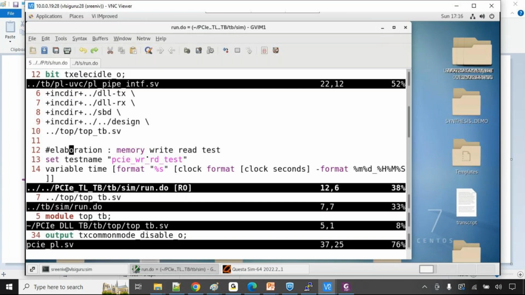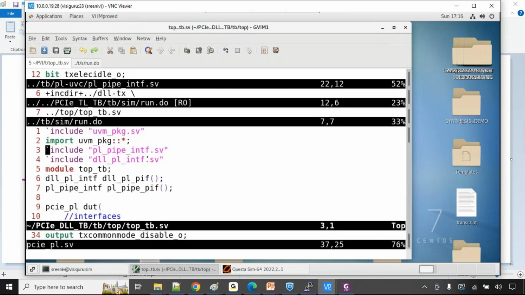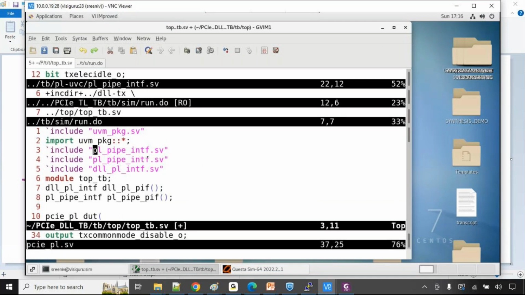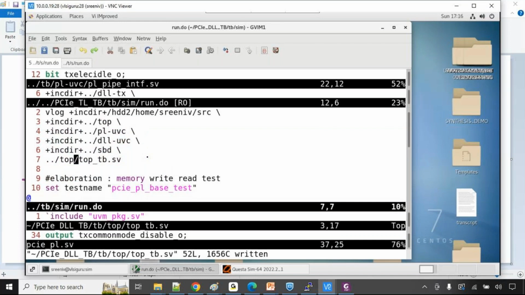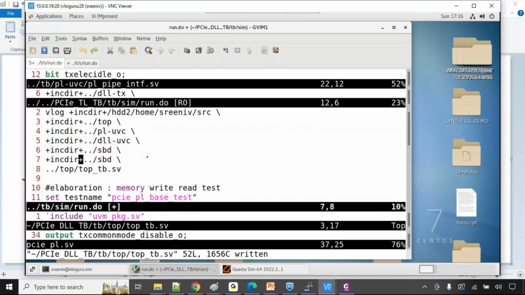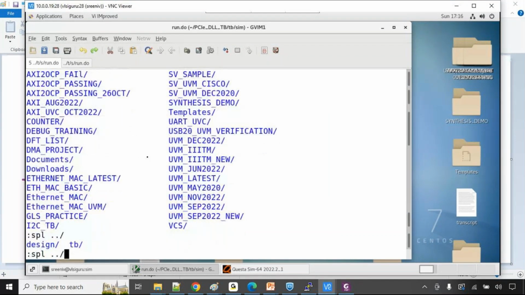If you go to the top TB, we have to include that file also, right? The PCIe PL. And in the run.do I have to include that path also where the RTL is present. Where is it present? One folder down, in the design it's present. If you go one folder back, in the design it's present there.